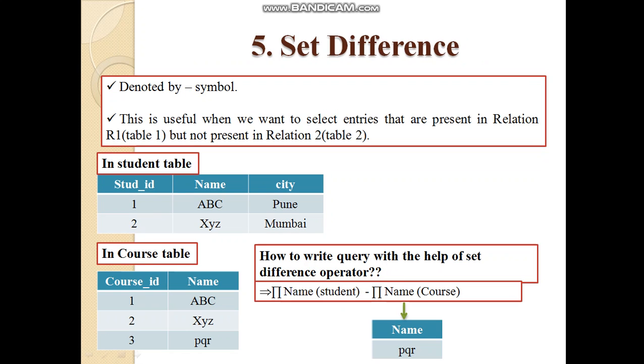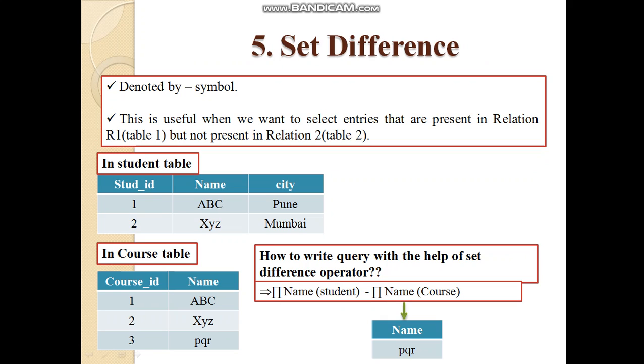Next is set difference. What does it mean? This symbol denotes set difference. Set difference means the entry is not present in the student table but the entry is present in the course table. Here you can see the PQR entry is present in the course table but it is not present in the student table. So with the help of set difference we can fetch this PQR name.